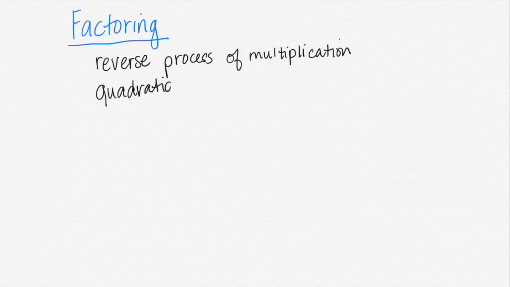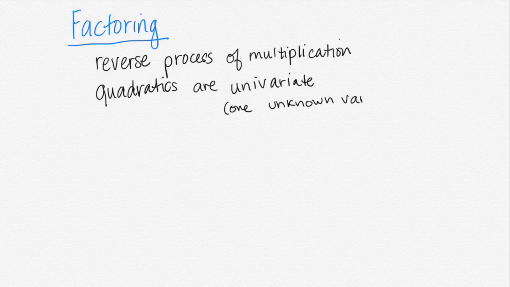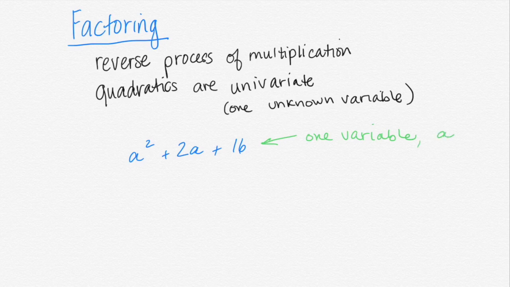Before we move ahead, what do quadratic equations actually look like? Well, quadratic equations are unique in that they're called univariate equations, meaning there's only one unknown variable. So a quadratic equation, for example, could look like something like this: a squared plus 2a plus 16. So you notice I only have one variable here, the variable a. Also notice that I have more than one thing happening here. So I actually have 3 things happening. I have an a squared, a 2a, and a 16, and they're being added together.